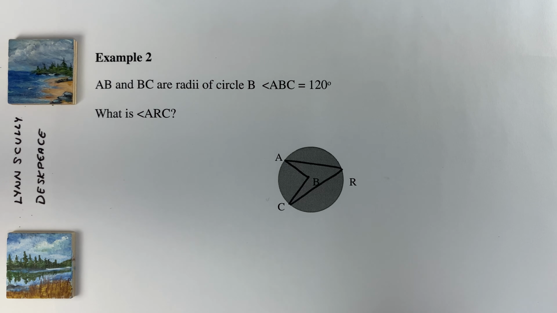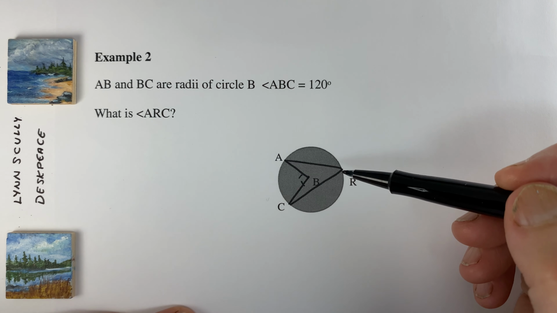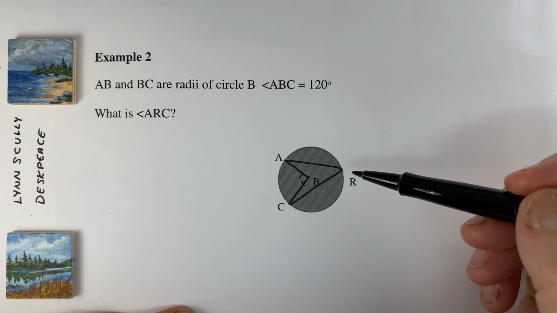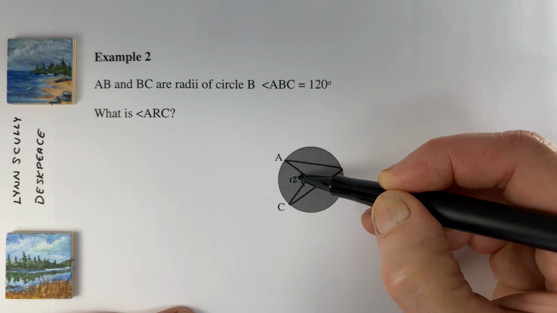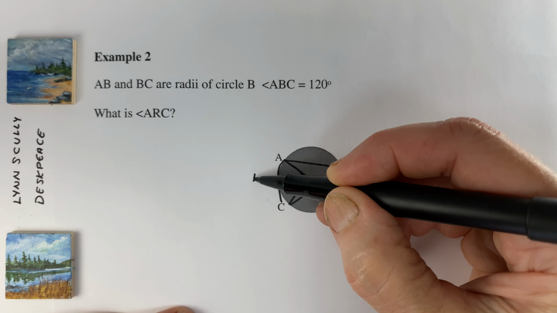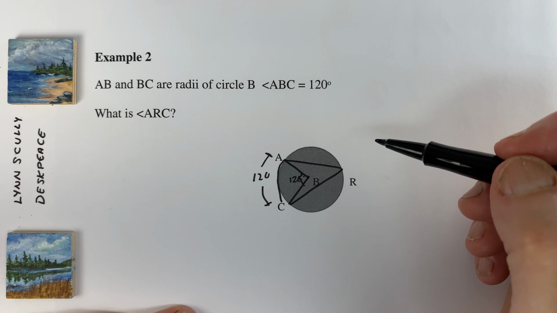Example 2: AB and BC are radii of circle B. So that is telling me that this is a central angle. Angle ABC is 120. So this is 120 right here. That means this arc is also 120 degrees because it's a central angle, which equals the arc.